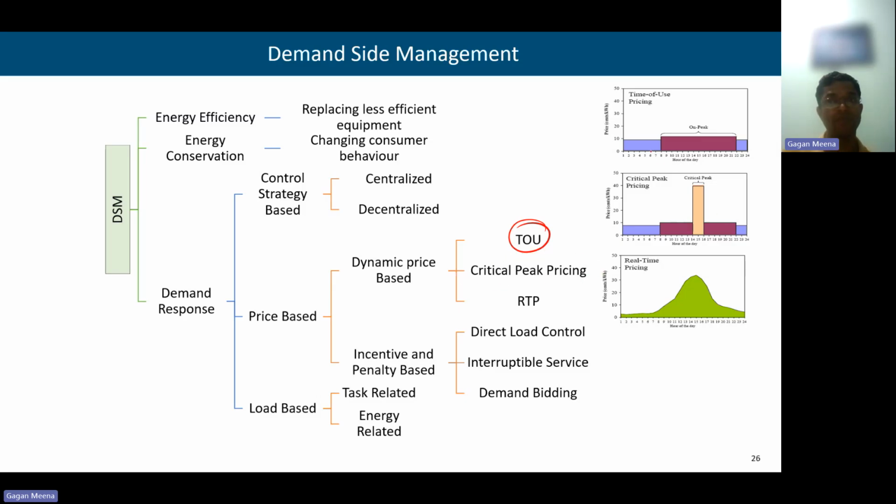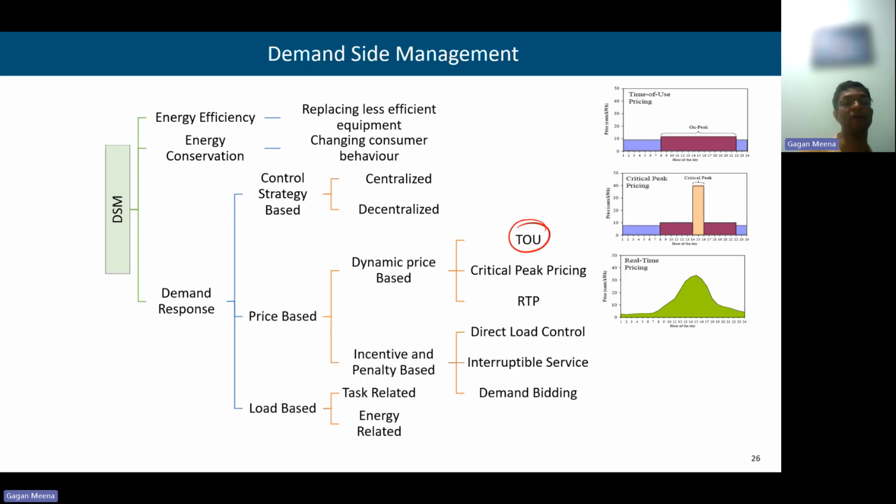You can see here, this was a normal time of use tariff where there are two tariffs for peak time and off peak time, but here in critical peak time, for a particular hour or two, there is a sudden increase in the price due to the high demand there. It increases the price to a very high level. Then real-time pricing is based upon the real load of the system. It requires communication infrastructure for that.